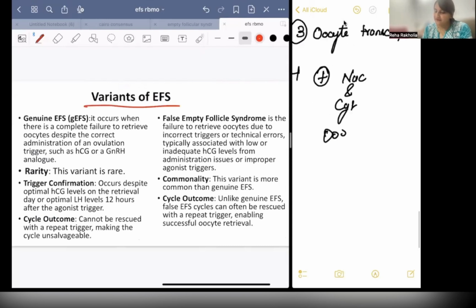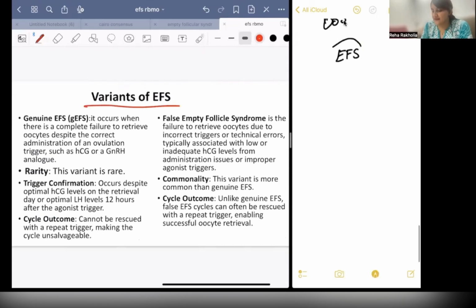Now, variants of EFS. There are two variants of empty follicular syndrome: genuine and false. What does genuine mean? Genuine means the oocyte is not retrieved in spite of giving a correct trigger and optimal HCG level, or optimal LH level 12 hours after agonist trigger. Again, I'm explaining. First, we'll talk about genuine: no oocyte retrieved in spite of correct triggering.